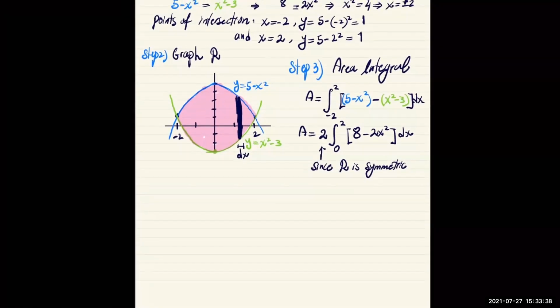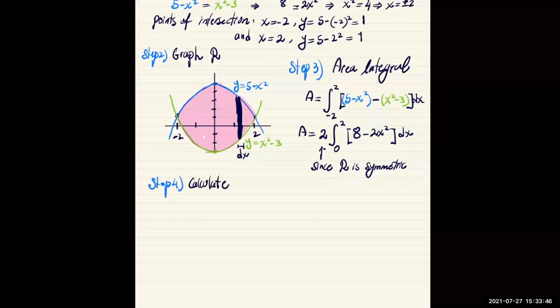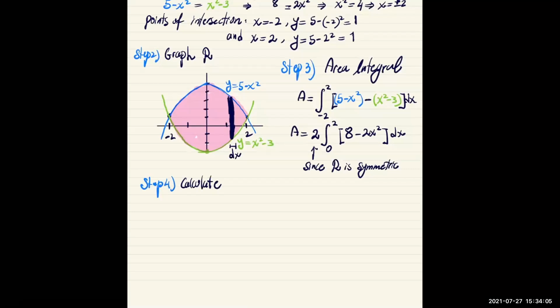Okay, and then step 4, calculate. Now, on the exam, if time is short for certain problems, I just have you set up the integral, without evaluating it. For some of the problems, I might do that. So just keep that in mind. Okay, so the area of the region, that subscript means area of region.